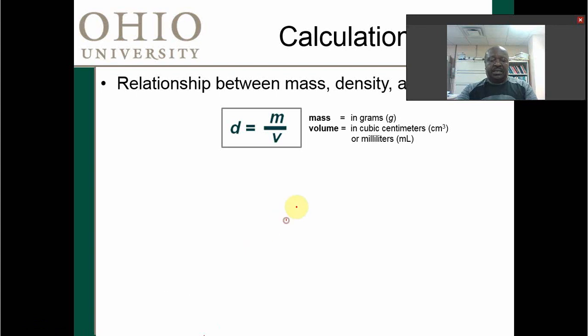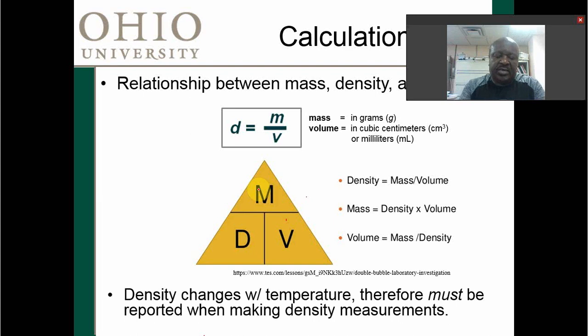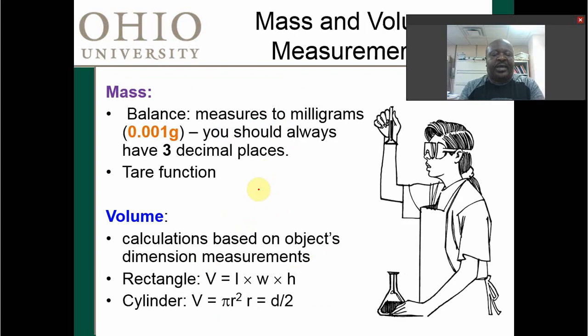So let's see here. You can take that density is mass over volume and then rearrange it to get mass is density times volume, and so on. I'm sure you know how to do those rearrangements. So let's move on. All right. So again, we'll report the temperature as well, just to be legal.